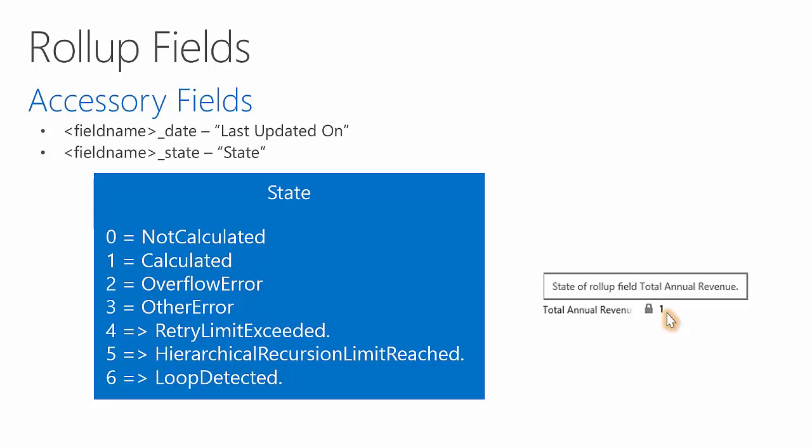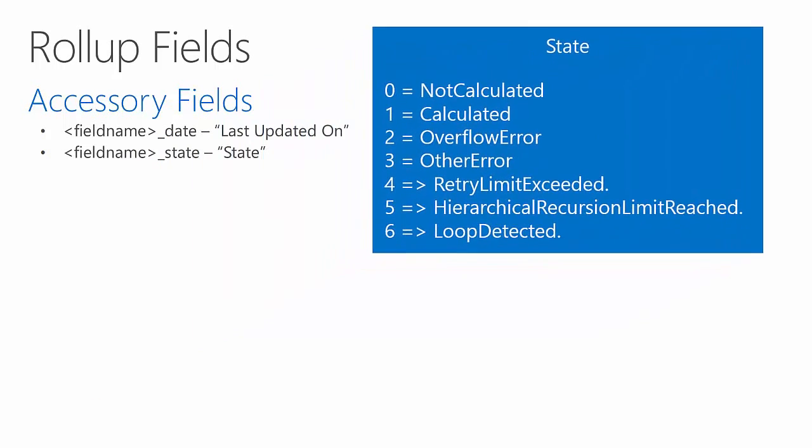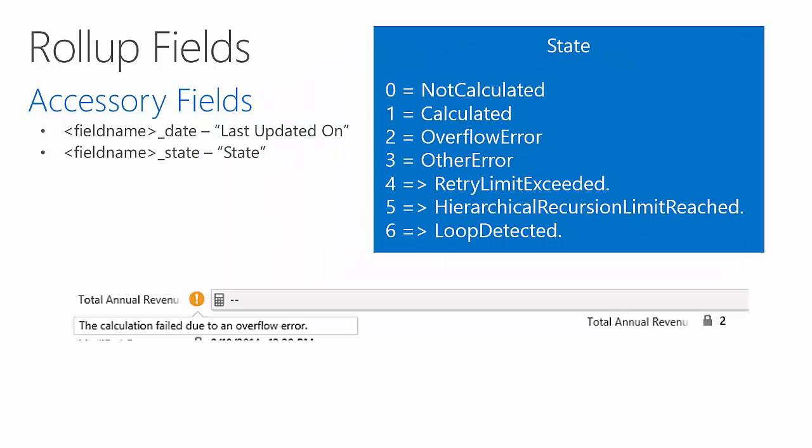A value of 0 indicates the field value has yet to be calculated. 1 means it has been calculated for the last update time in the field underscore date field. 2 indicates an overflow error seen here. A value of 3 is sort of a catch value where it failed due to an internal error. The following run of the calculation job will likely fix it. 4 shows that the field value calculation failed because the maximum number of retry attempts to calculate the value was exceeded due to the high number of concurrency or locking conflicts. The retry limit is 3.